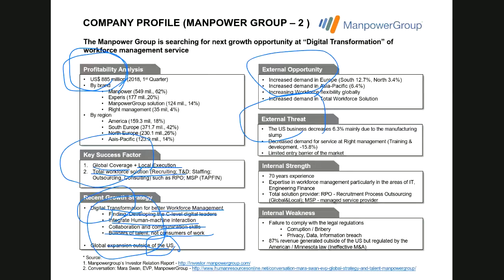And we do something more like this: internal strengths. What are their strengths and what are their weaknesses? Manpower has more than 70 years of experience, and expertise in workforce management, particularly in IT, and is a total solution provider. If somebody needs an HR solution, they have thousands of applications. Those are strengths. However, they have a weakness.